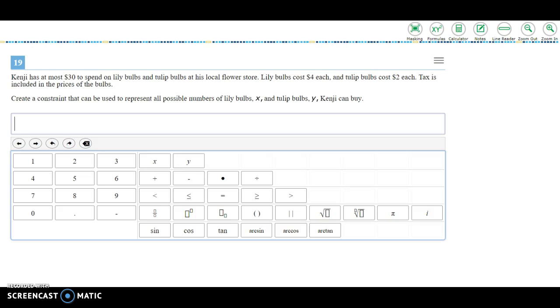The problem also has this word, constraint. So that means there's a restriction on what he can spend. He only has $30. So when it says at most $30, hopefully that signals in your brain that this is going to be an inequality.